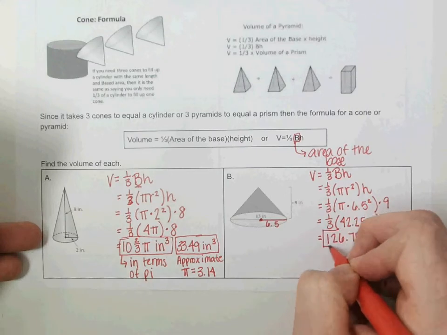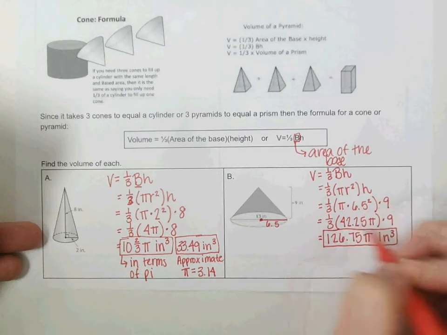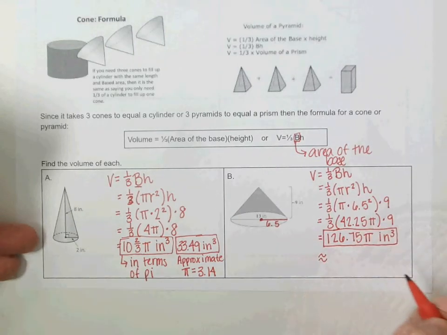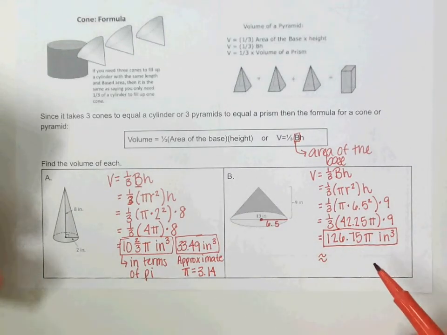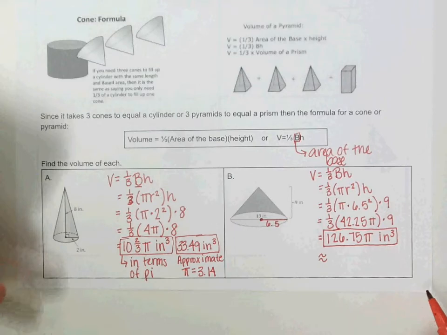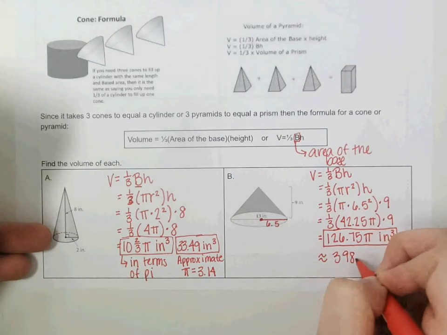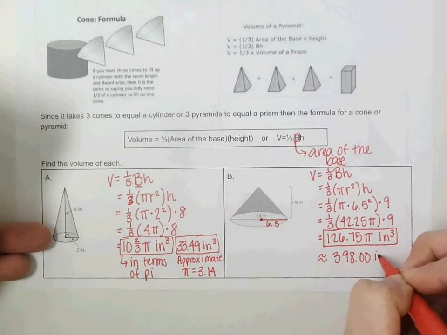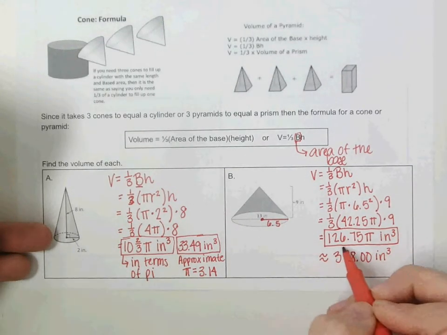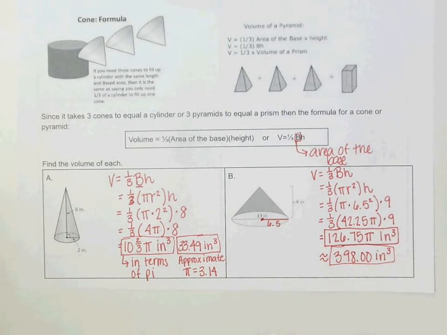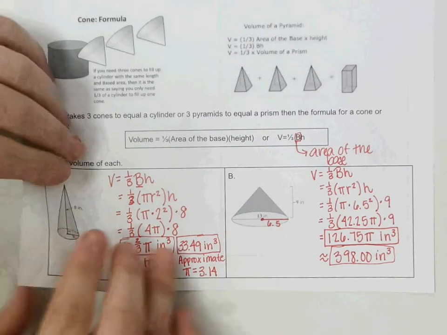Okay, so again, this is in terms of pi. Now I also want us to go ahead and approximate this. So we're going to do 126.75 times 3.14, and we're going to get about 398.00 inches cubed. And that's our approximate. Okay, again, remember, if I work too fast, you can pause the video at any point. Okay, so we're going to go ahead and flip this over.